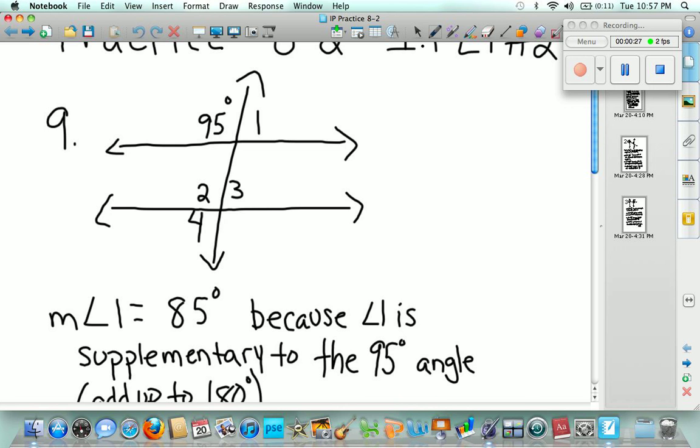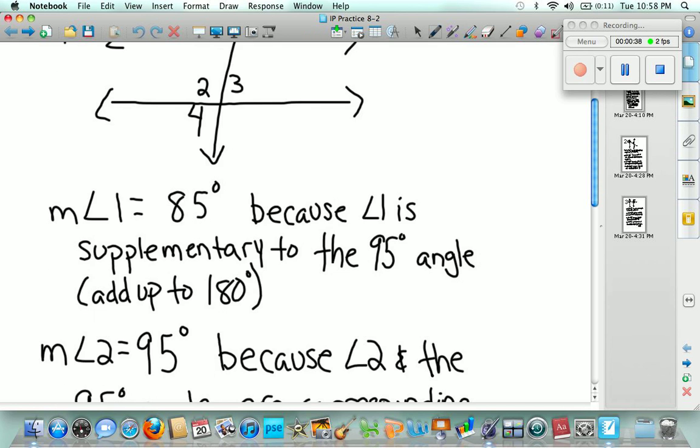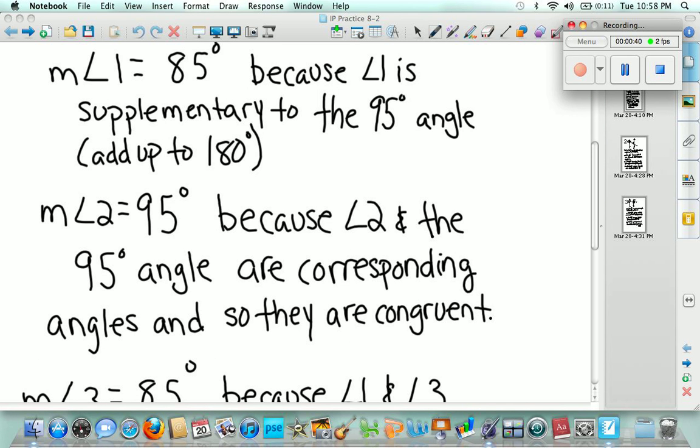So measure of angle 1 is 85 degrees because angle 1 is supplementary to the 95-degree angle. They must add up to 180 degrees. You see that the measure of angle 2 is 95 degrees because angle 2 and the 95-degree angle are corresponding angles. Corresponding angles are congruent.